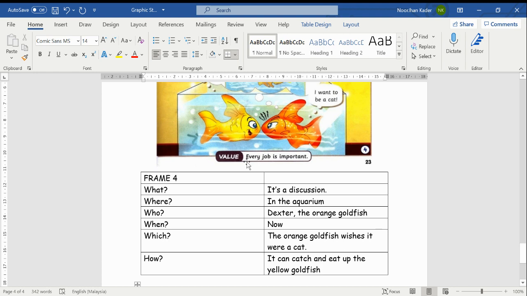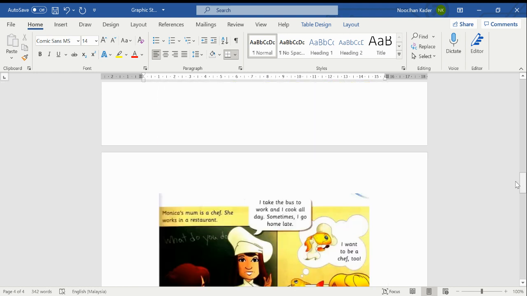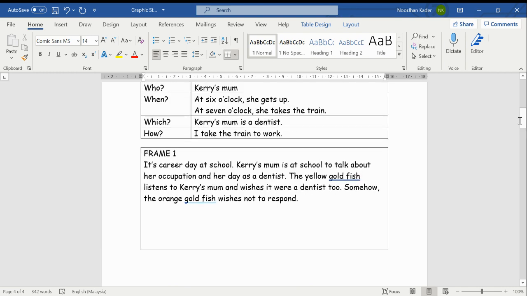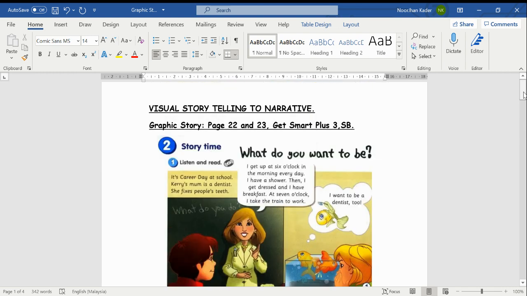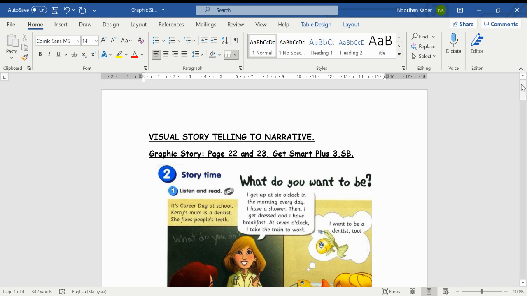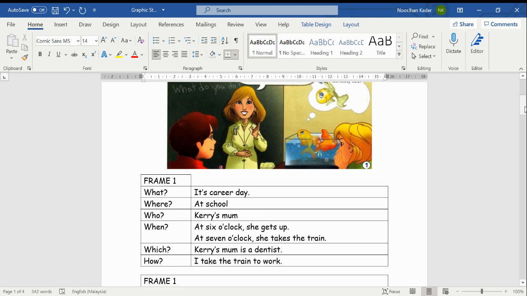So you can also see that the moral value in the story is that we have to appreciate all jobs because every job is important, and there is no job which is not important. If we do not have people working on all the jobs, then we will not have police officers, nurses, doctors, dentists. So we cannot not have any of the jobs. All are important. Okay, so let's read one more time all the narratives from the first frame until the fourth frame, so that we can read the narrative for the whole visual storytelling.